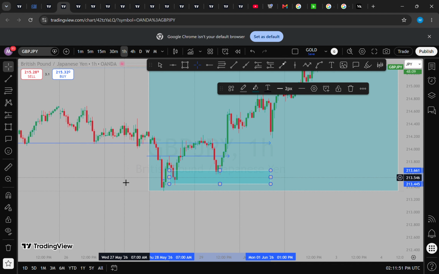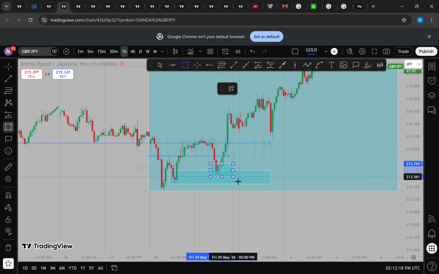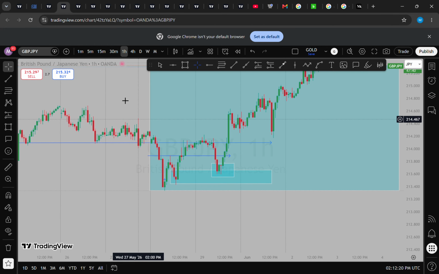Then you identify your order block. This is your order block, the last bearish candle before this bullish momentum. Then you identify your zone on 1 hour. As the market is coming back, you can now switch to 5 minutes to check for change of character here. Then you enter your trade. Now let's switch to 5 minutes and see what the market did there.